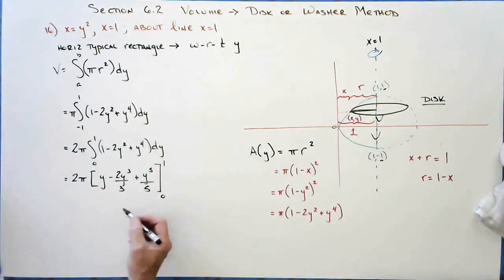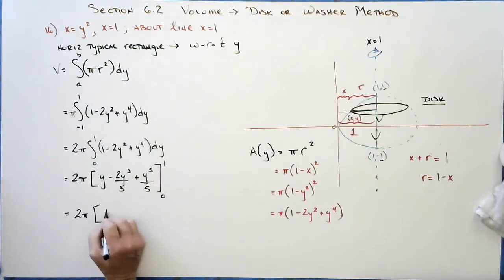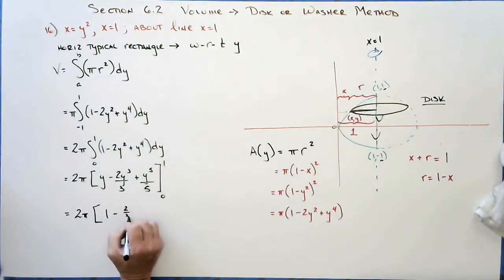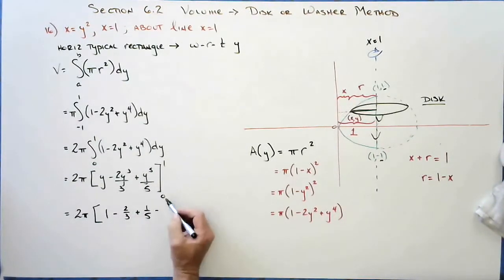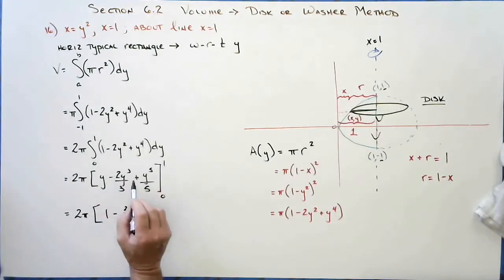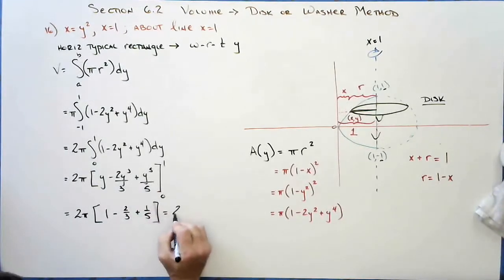And now when we plug in 1, we're going to get 2 pi times 1 minus 2/3 plus 1/5, minus, when we plug in 0, that's going to be 0, that's going to be 0, and that's going to be 0. So we don't need to do that part. So we have 2 pi.